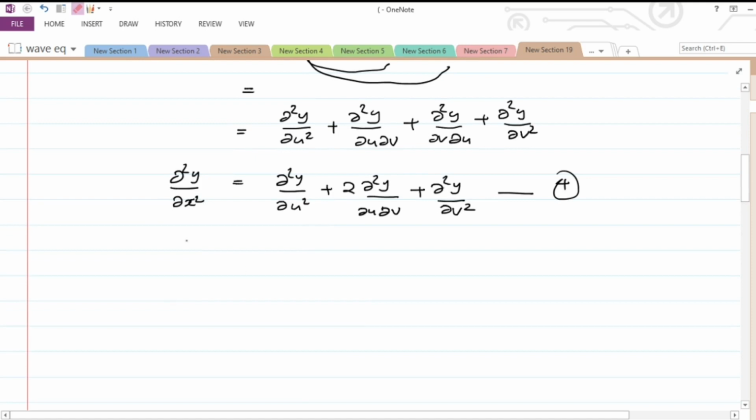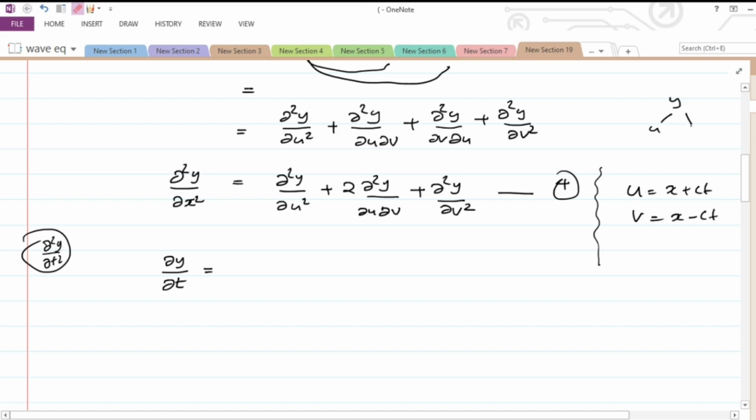Similarly we will find ∂²y/∂t². Okay, we have to find ∂²y/∂t². For that, first of all we need to find ∂y/∂t, and you remember the assumption we take, that is u equal to x plus ct and v equal to x minus ct, and y is a function of u and v, and u is again a function of x and t, and v is again a function of x and t.